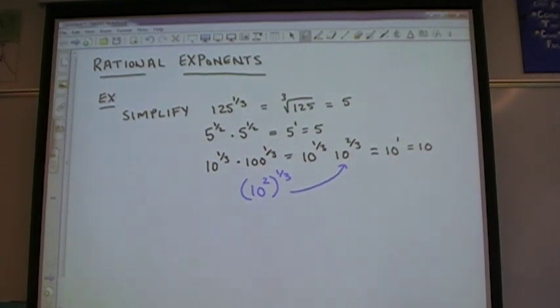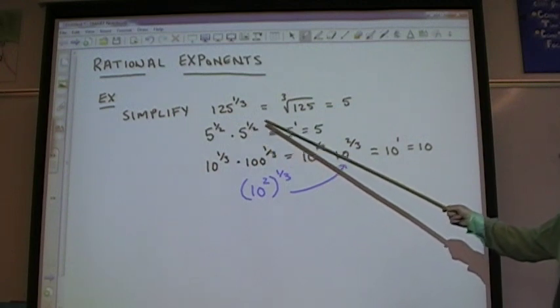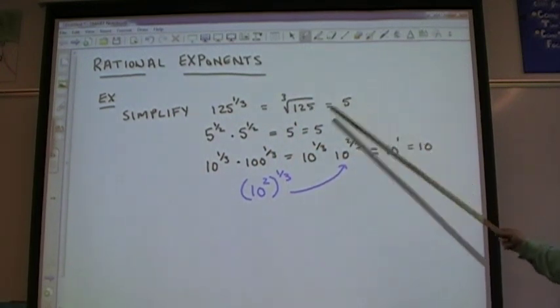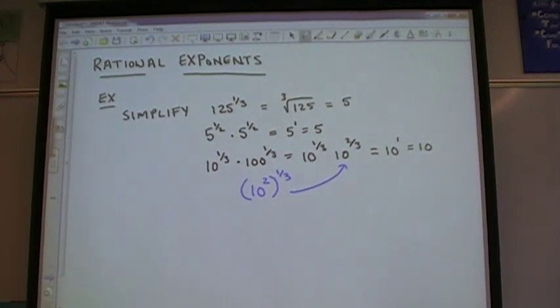What if the top were 125 to the 2/3? How do you do that? I think we get into that next. What you would do is take the cube root of 125 squared. We'll just square the cube root to get 25. But I think that's in the next example.